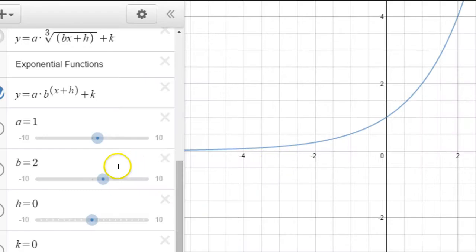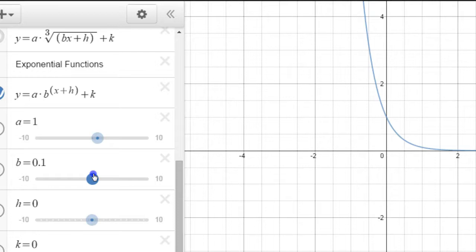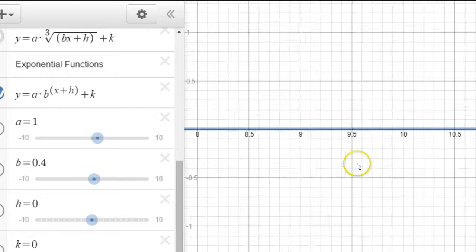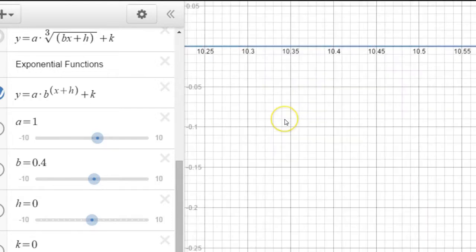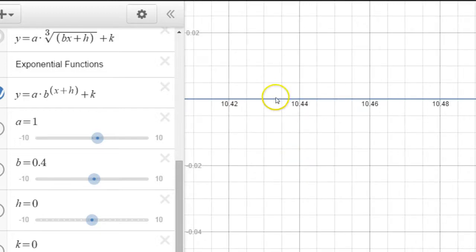Now to take a closer look at B. B is usually around 2, because if it's at 1, it's going to be a straight line. But if I make it less than 1 but greater than 0, it's going to be an exponential decay. And just remember, there is an asymptote here at y equals 0. No matter how far over we get, if we zoom in, you can actually see some gap between them. It's going to be really hard to see because we're pretty far out, but there is going to be a gap here.